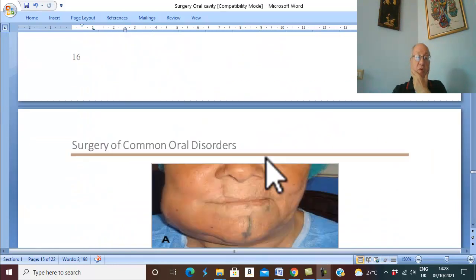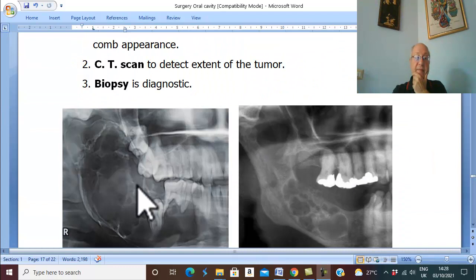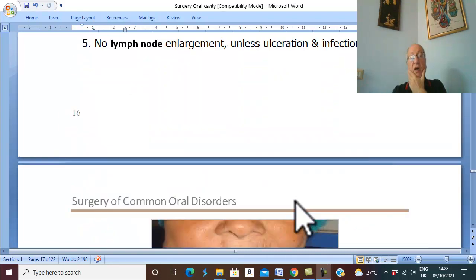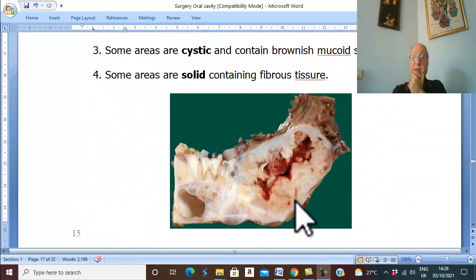Therefore, these equal small compartments on X-ray appear with a honeycomb appearance. It consists of solid areas and cystic areas. The cystic area contains mucoid brownish substance, and the solid area contains fibrous tissue.